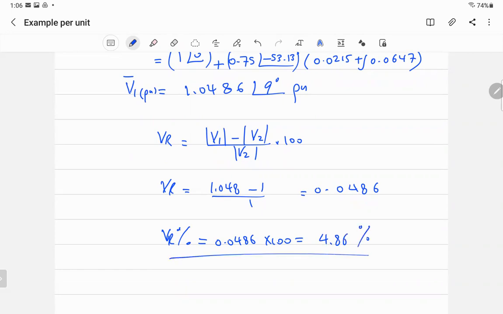4.86%. Even calculating voltage regulation, efficiencies, all the things in per unit is really easy, very simple. I use the dashes, but I prefer just any sign, it doesn't matter. So that was the voltage regulation.